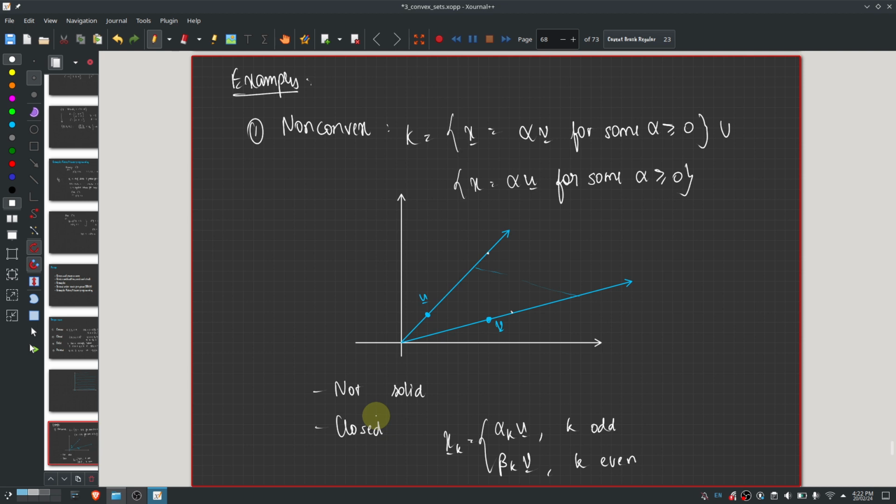Is this pointed? So if I pick a non-zero vector in K, let's call it x, then does minus x belong to K? No, right? For any non-zero x that lies in K, minus x does not belong to K. So this is in fact pointed.